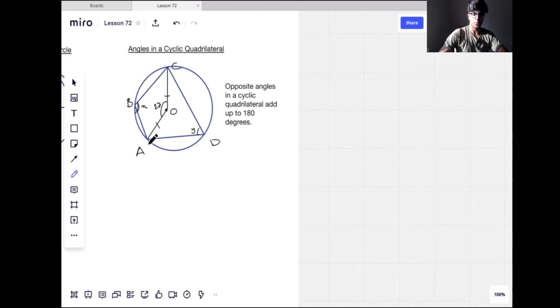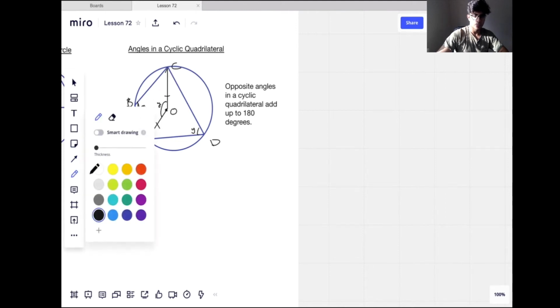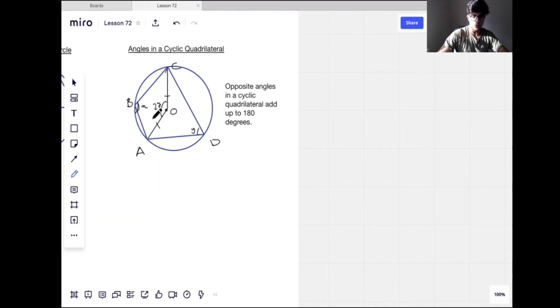Sorry, I drew a line through this that actually wasn't needed. Let's get rid of that line. Since we know this is 2Y here, by that same logic, because the angle at the center is twice the angle at the circumference, if we look at this one here, this is going to be 2X. You should put that in, but I've just drawn it in here, and I'm not writing it out for brevity's sake.